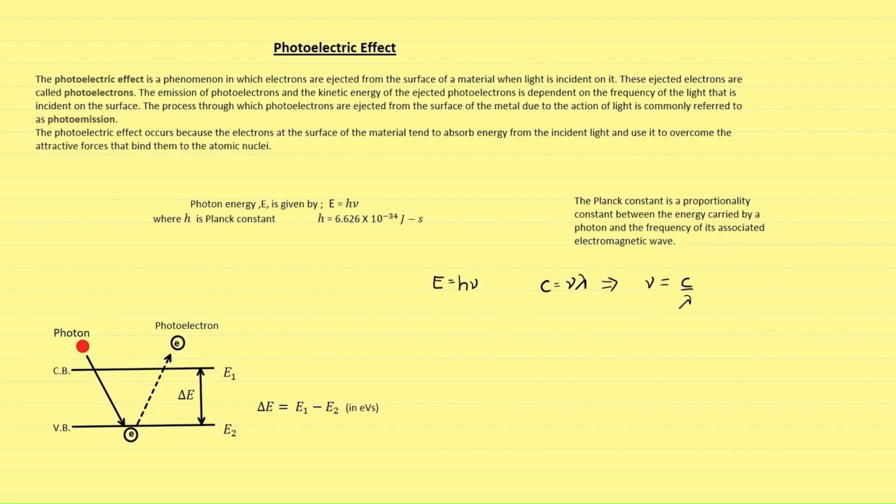Now, putting this value in the previous equation, we will get, if we assume delta E, E1 and E2 all are in electron volts, then E1 minus E2 is the difference in energy level which represents the minimum amount of energy required by a photon to knock out an electron from valence band to conduction band. Delta E means the difference in energy and hc upon lambda is the energy of the photon. We have just equated these two energies.